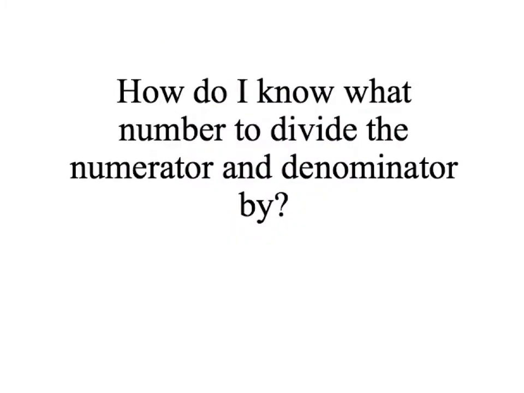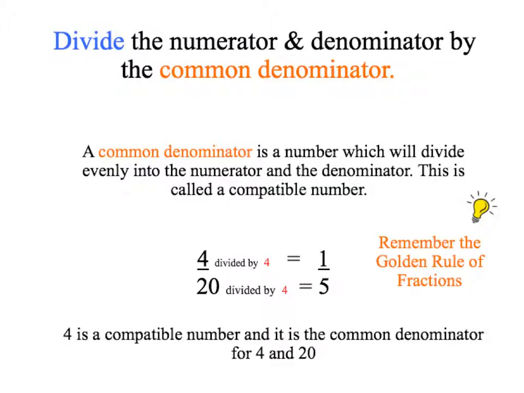How do I know what number to divide the numerator and denominator by? Divide the numerator and denominator by the common denominator. A common denominator is a number which will divide evenly into the numerator and the denominator. This is called a compatible number. So in the example, 4 is a compatible number and it is a common denominator for 4 and 20.